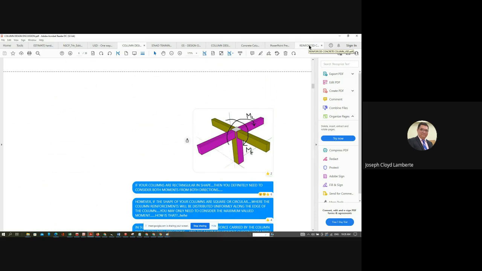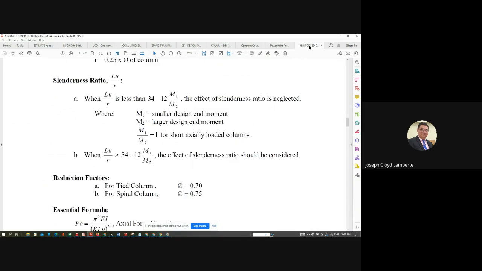Nakuha, class? Okay, sir. So M1, M2. So if LU over R is less than 34 minus 12 times M1 over M2, the effect of slenderness ratio is neglected.